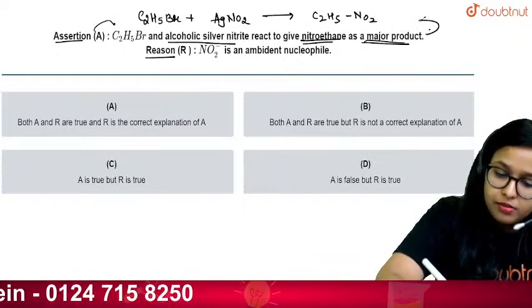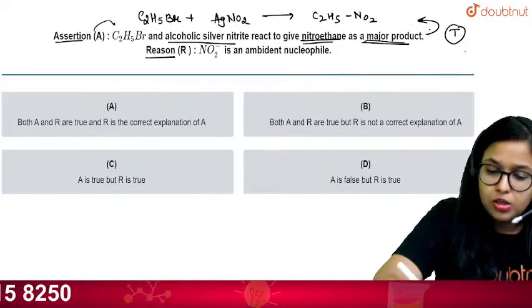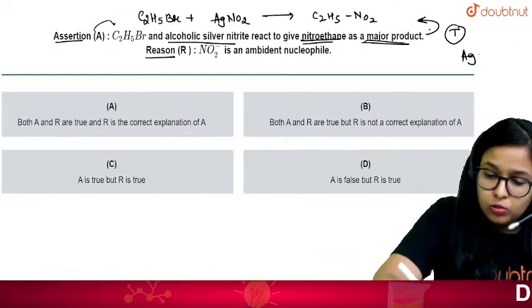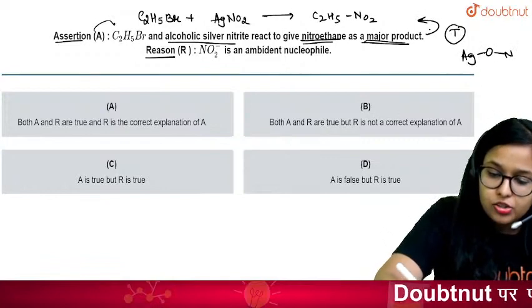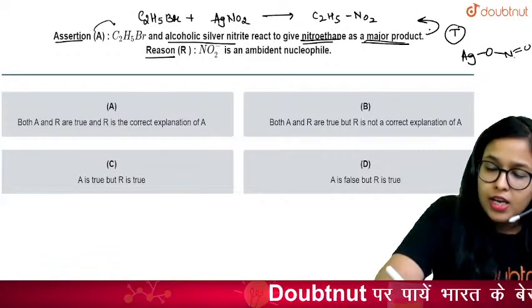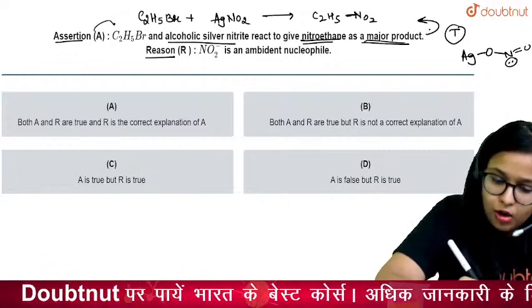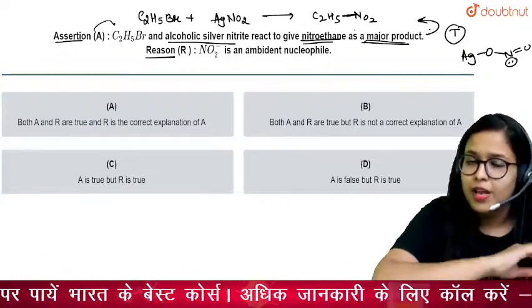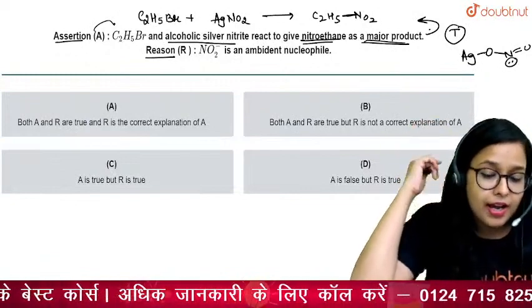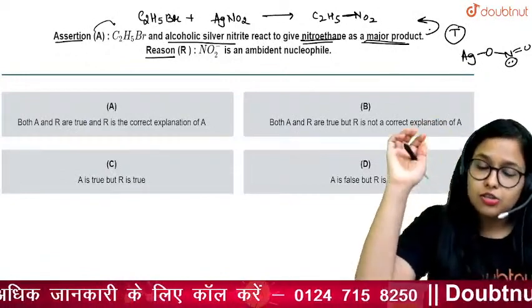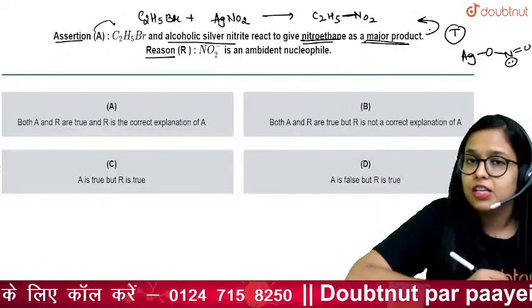The above statement is a true statement because we know in AgNO2 the oxygen and the silver have a covalent bond. It is nitrogen that has a lone pair which is free and it attacks, and the bond is formed between the alkyl part and the nitro group's N atom, so the product formed is nitroethane. The assertion statement here is true.